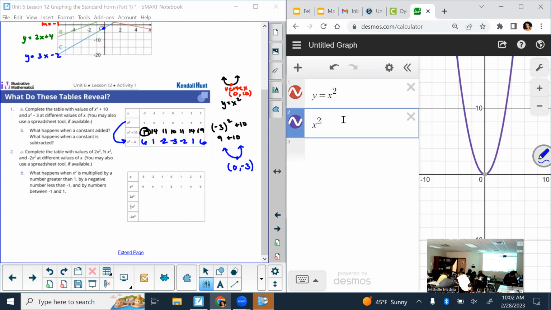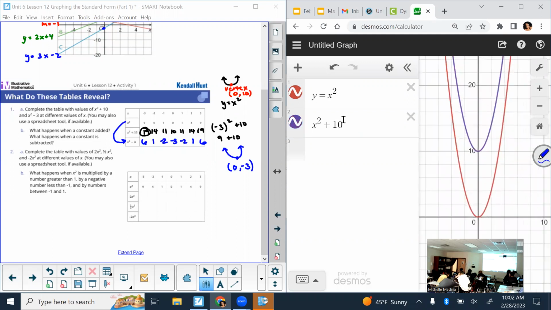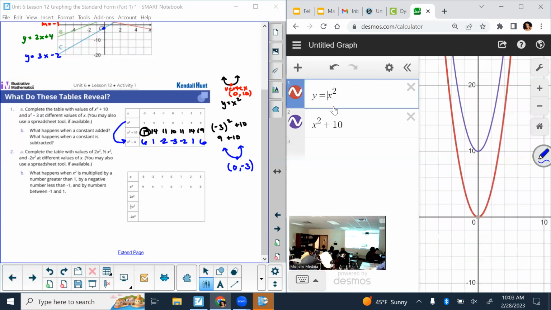I'm going to show you that when it's x² + 10, what did we do to the graph? How did it change? So we went from the red graph to the purple graph. Did it go left or right? Did not move left or right. Did it move up or down? Which way? So when I add a constant, the graph moves up. So that's what you could write. When I add, graph moves up.